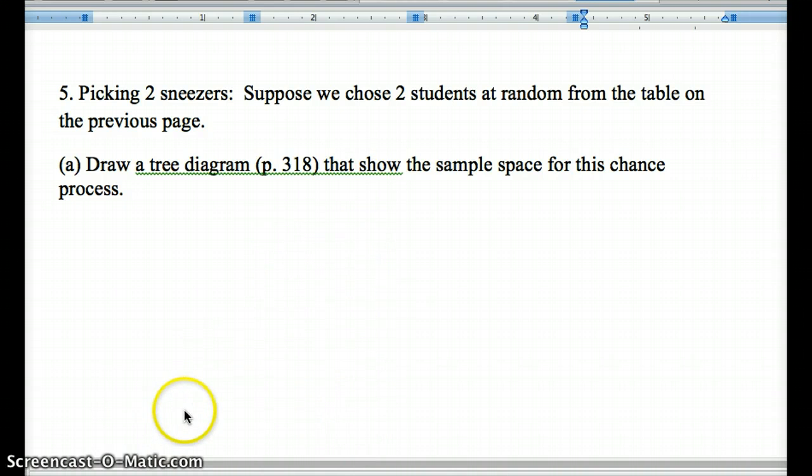And along each branch, label the probability of that occurring. Now keep in mind here, if we choose a student, we can't choose them again. How is that going to alter your probability? Or is choosing the first and second sneezer going to be independent events if they're not replaced, or are they going to be not independent? Okay, refer to that table that you have from the previous question and go ahead and solve your tree diagram here.